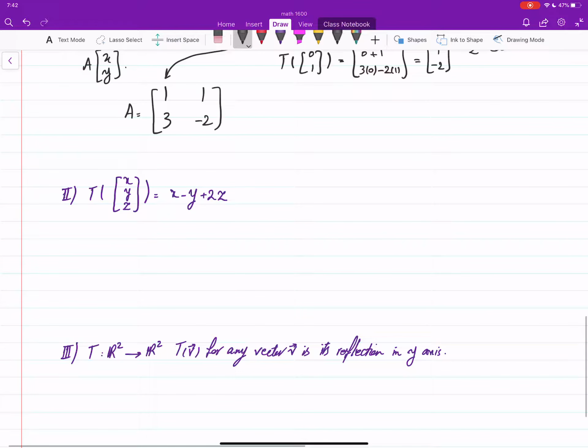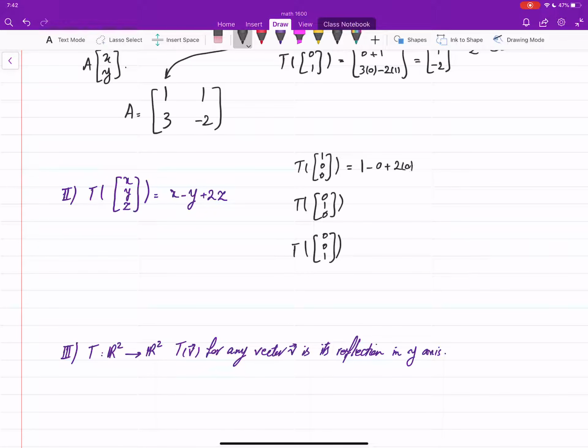How about this one? Okay, we have three things. We need to find T of e1, 1, 0, 0; T of 0, 1, 0, e2; and T of 0, 0, 1. Here, for 1, 0, 0, x is 1, y and z are 0. So this will be 1 minus 0 plus 2 times 0, which is 1. Then 0 minus 1 plus 2 times 0, this is negative 1. And 0 minus 0 plus 2 times 1, which is 2.